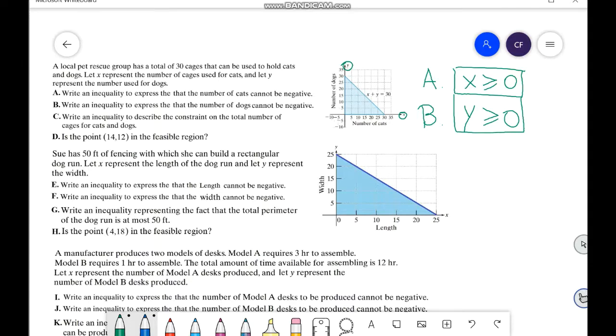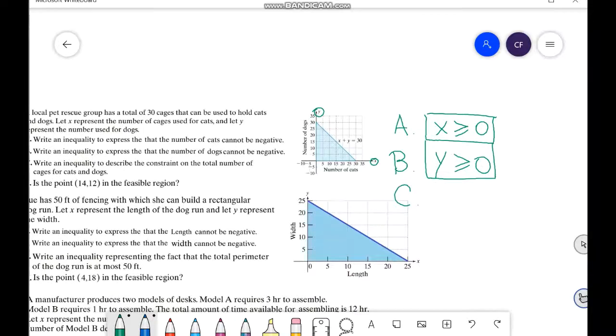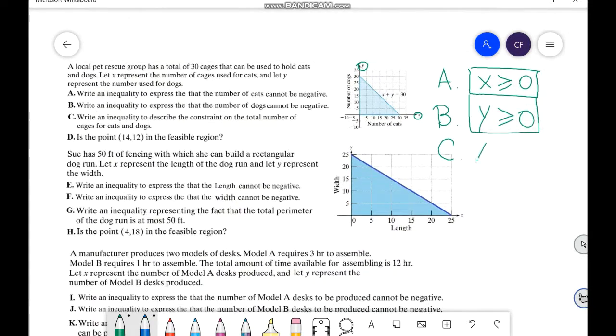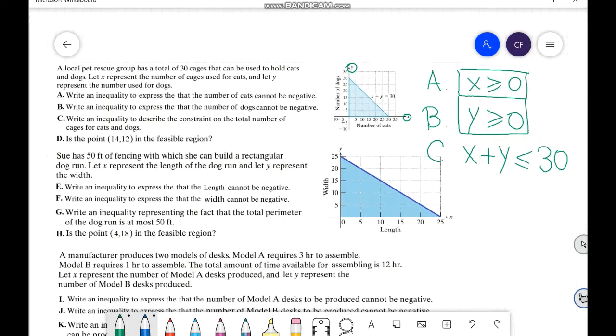Letter C. Write an inequality to describe the constraint on the total number of cages for cats and dogs. So the total number of cats and dogs that we can put in cages will be X plus Y less than or equal to 30, because 30 is the maximum number of cages that we have, right? So this is the answer for letter C.